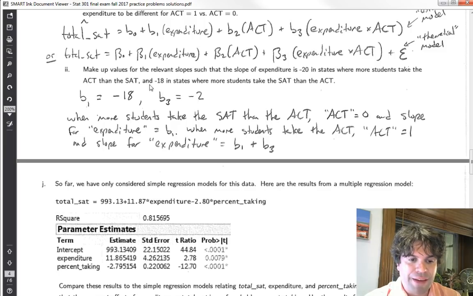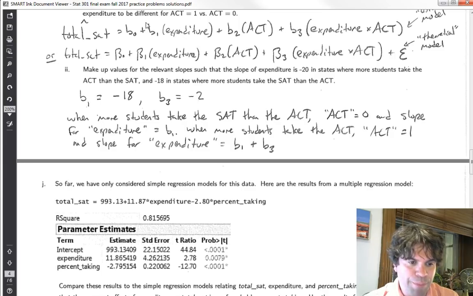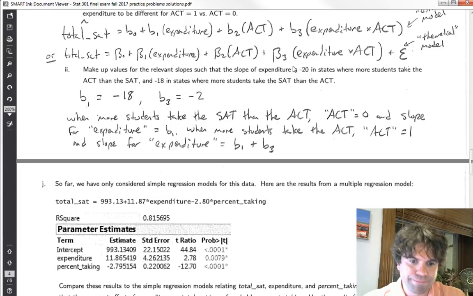Now we want it to be negative 18 in states where more students take the SAT than the ACT. So this is when ACT equals 0. So when ACT equals 0, this whole term here disappears, goes away, and the slope for expenditure is just B1. So basically, I want B1 to be negative 18, and I want B3 to be whatever I have to add to negative 18 to turn it into negative 20. Well, negative 18 plus negative 2 equals negative 20.